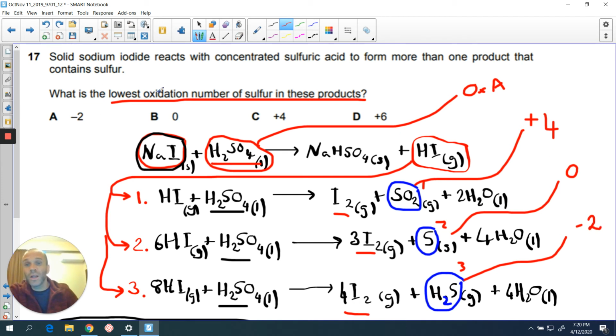So what is the lowest oxidation number of sulfur in these products? The answer is going to be A, -2. Okay, so that's the explanation for the answer there.